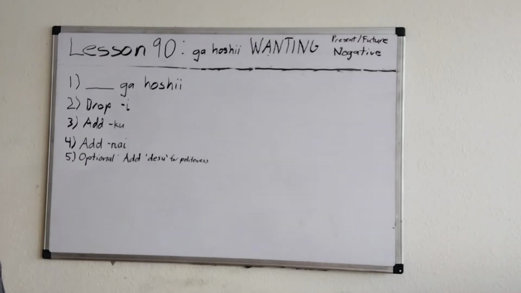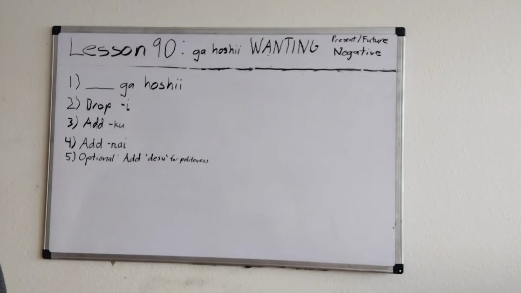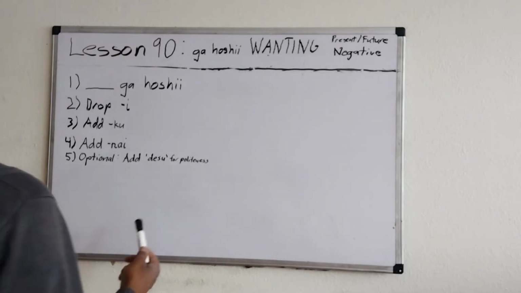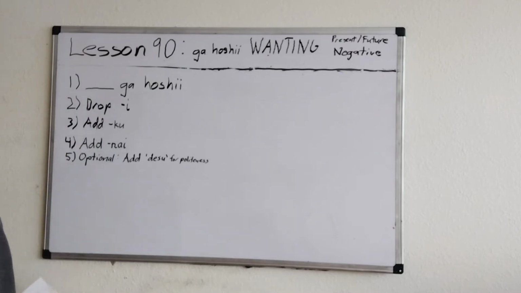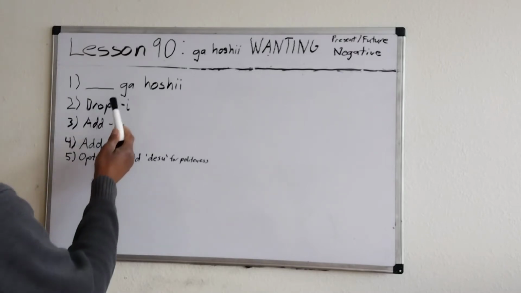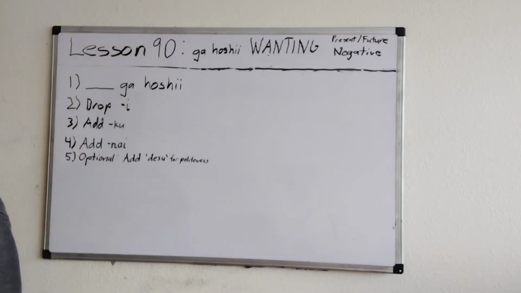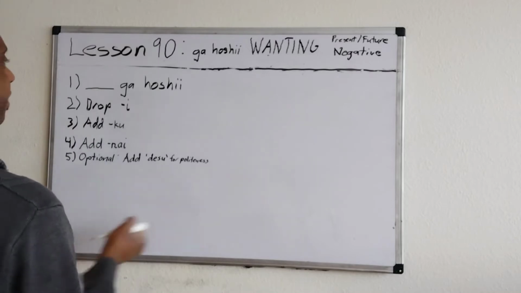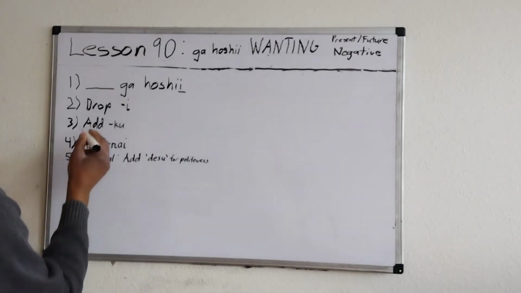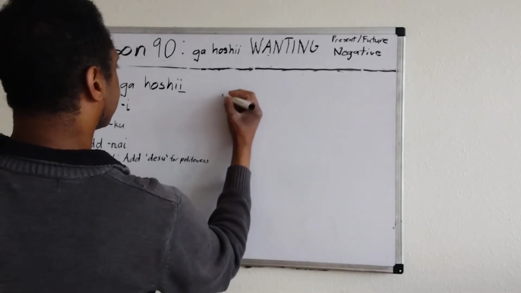In this lesson, we're going to go over how to say wanting in the present future negative. Okay, to do that, first, with the present future affirmative, we state the subject of the sentence, the topic. Then we hit ga, and then we say hoshi, okay? Then we drop the final e. Then we add ku.